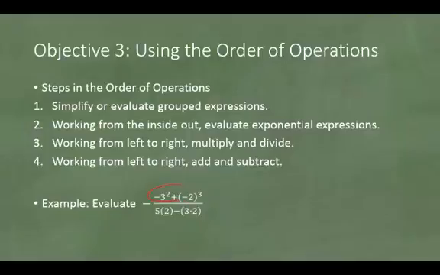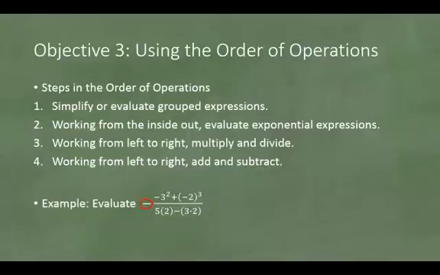The numerator is grouped together in the top, and the denominator is grouped together in the bottom, so you'll want to do those separately. Always do things that are grouped first. Work from the inside out and evaluate any exponential expressions. So here, for example, you don't want to worry about the negative just yet. That's at the outside. You want to worry about that last.